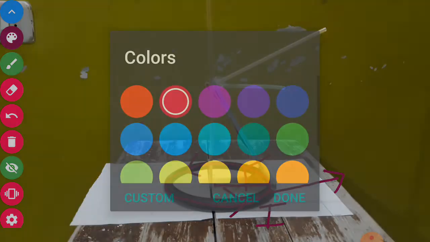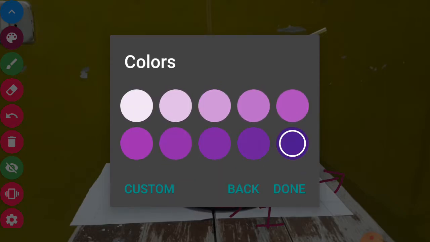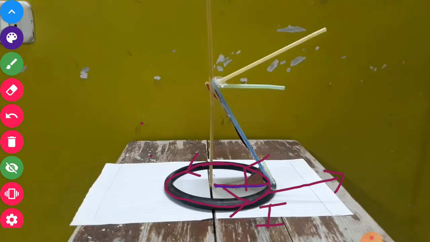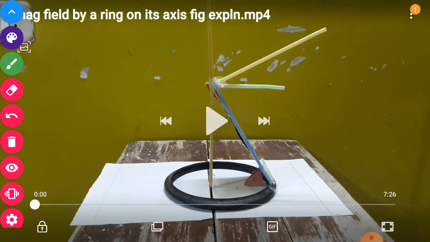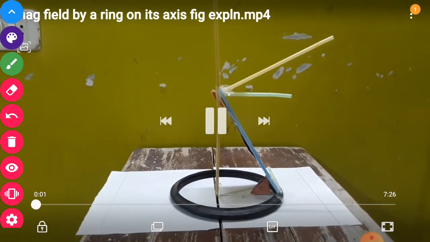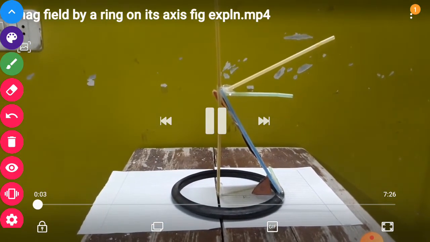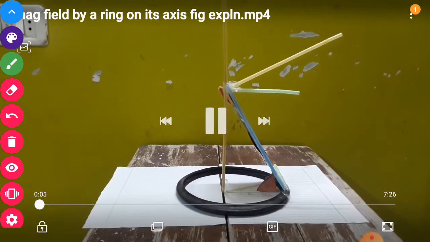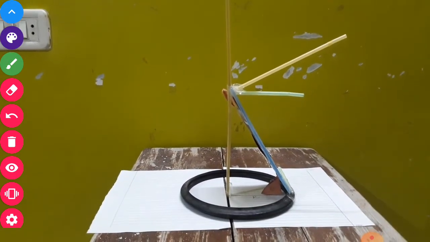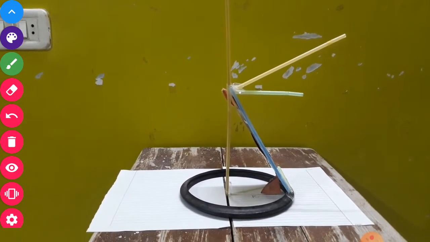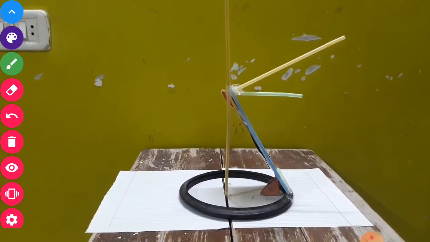Let me show it by a different color for you. This is the radius, which is R. So this much is clear to you. Now just try to understand it this way. This is the loop which is shown here, and now I am turning it on the other side.